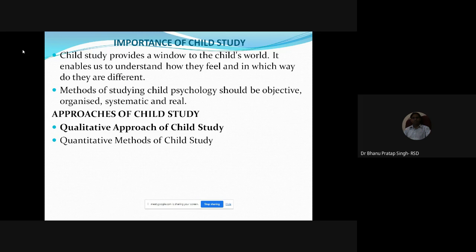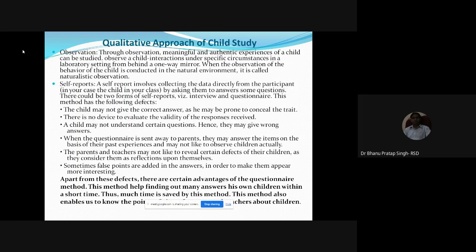How can we study child psychology? So there are two approaches: the qualitative approach of child study, and second is the quantitative approach of child study. First, we will discuss the qualitative approach of child study.